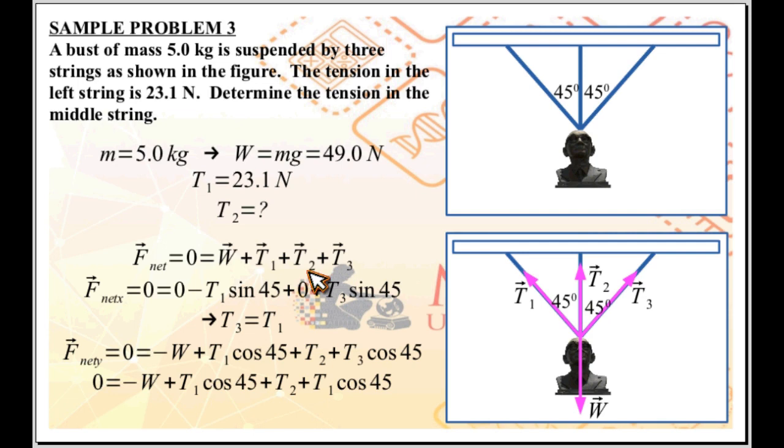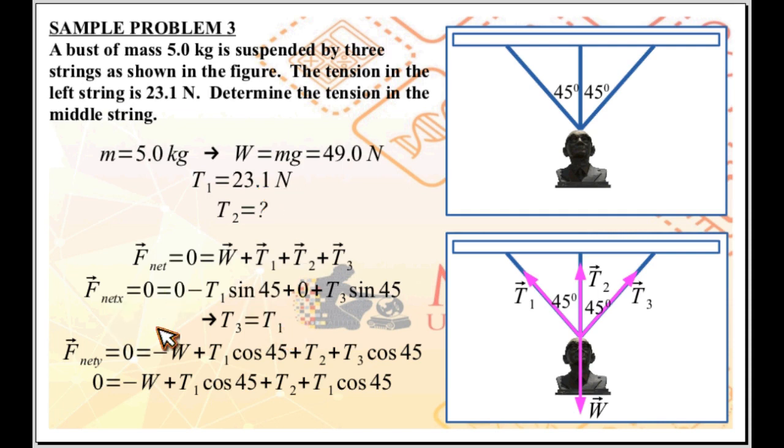T2 is vertical, no x component. And T3 is also diagonal, 45-degree angle. The x component of T3 is opposite the 45 degrees and positive x direction. So plus T3 sine 45. We see that T3 magnitude is just equal to T1 magnitude. And we know T1 to be 23.1 newtons.